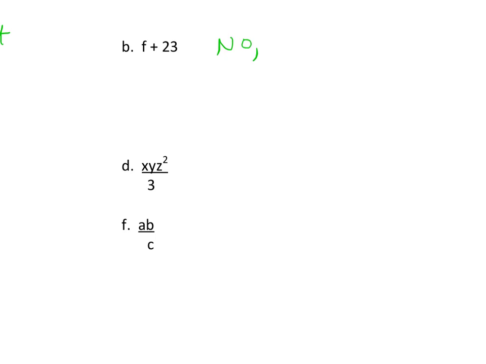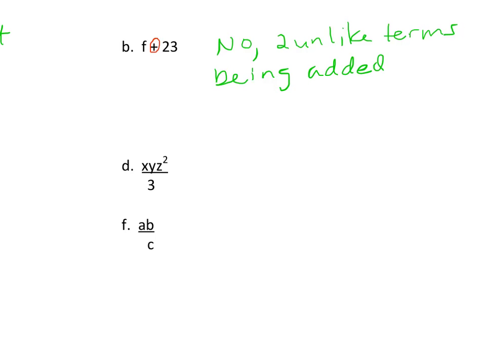Because even though you have a constant and a variable, they are being added. And because they're being added, it is not a monomial. This is actually an example of a binomial. So we would say that it is not a monomial because two unlike terms are being added. And that's the key there, instead of multiplied.